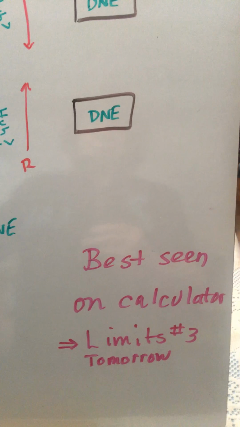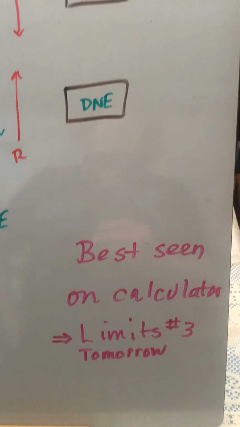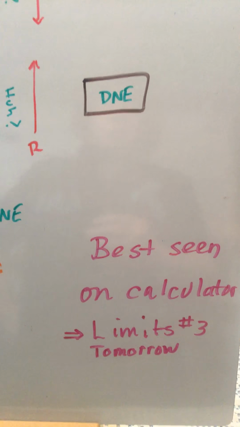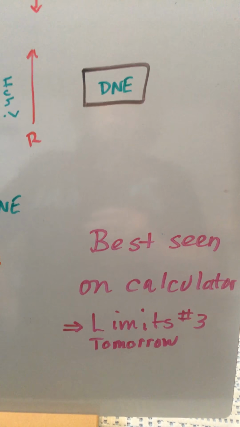This will be seen on worksheets where we'll give you pictures, but on Limits 3, you'll actually get to type one into your calculator, and you'll get to see the cuteness that happens when that occurs.